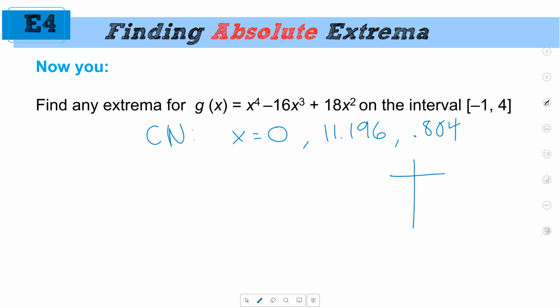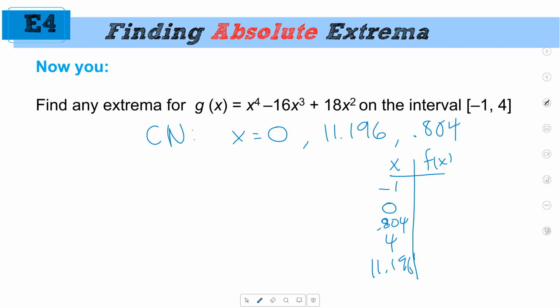So, put them on a T-chart. X, f of x: -1, 0, 0.804, 4, and 11.196. Now, these two weird numbers, 0.804 and 11.196, won't show up if you use the table method. There's two ways around that. You could change your table setting to ask for the number, or you can use the home screen method that I showed you where you store the number into X and then type the function out.